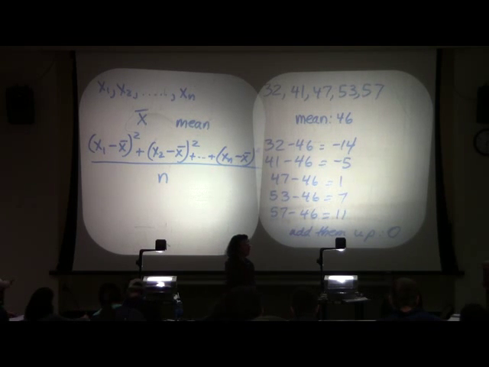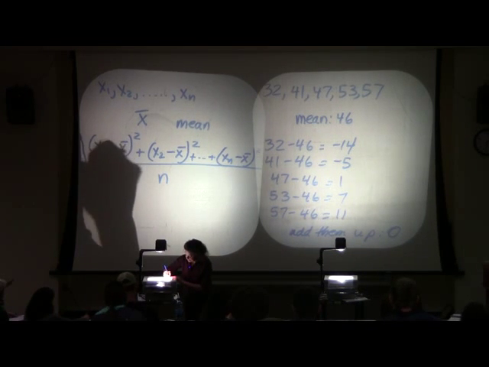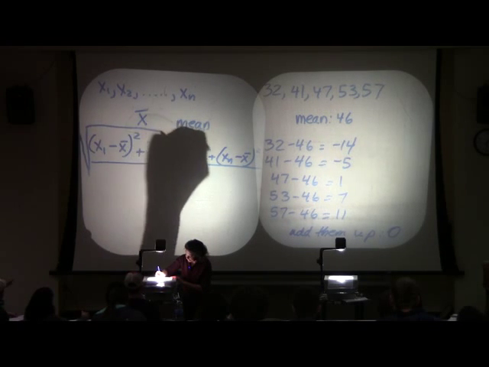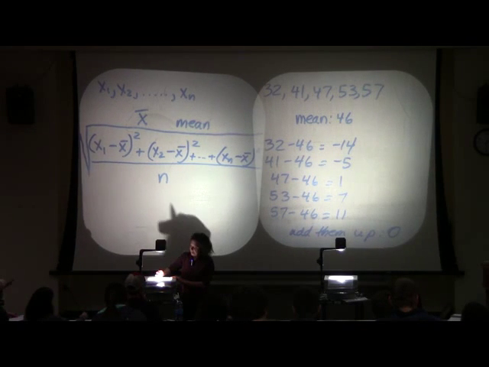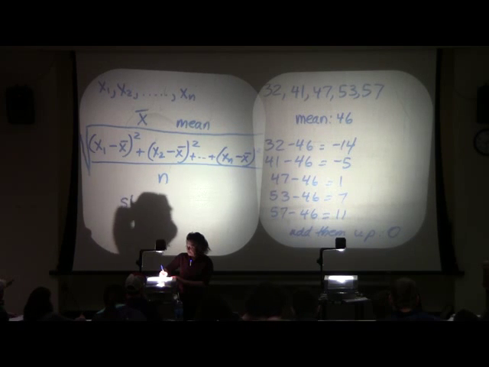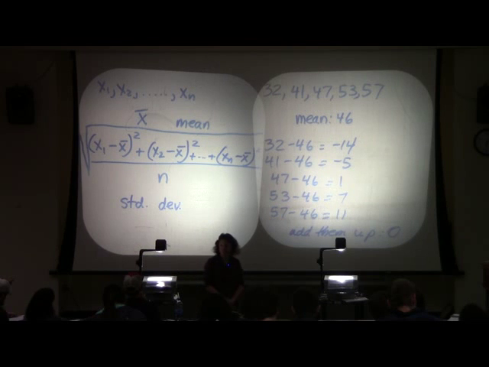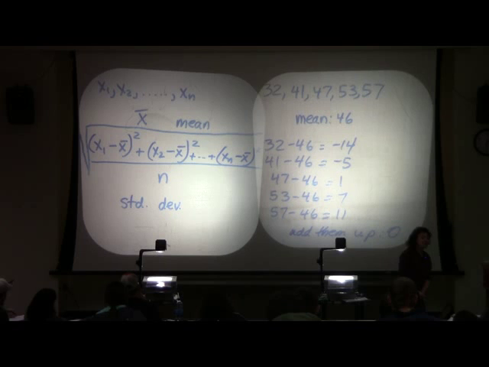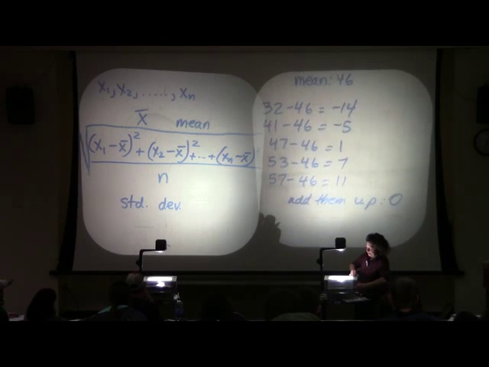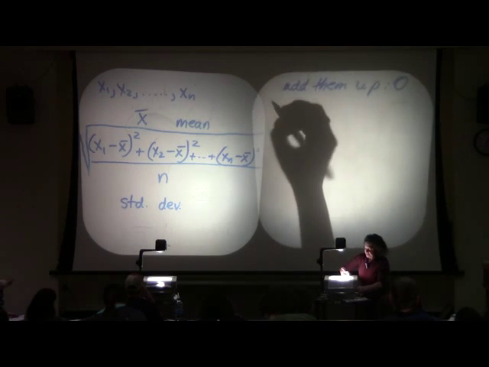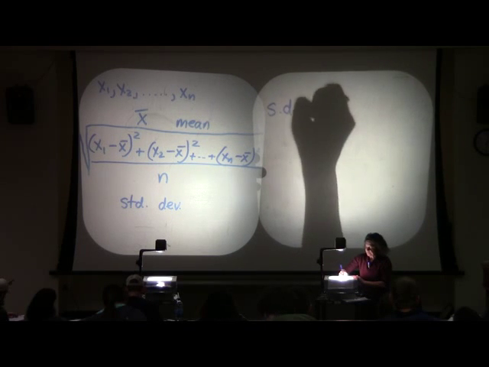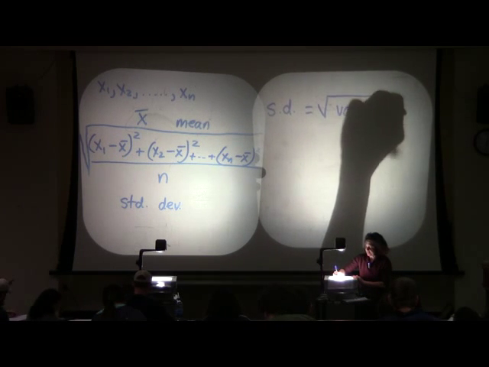Okay? Now, how do you undo squaring things? Square root. So, you would take the square root of all of that, and this is the general method for finding your standard deviation. The part underneath your radical is called your variance. So essentially, your standard deviation is the square root of your variance.